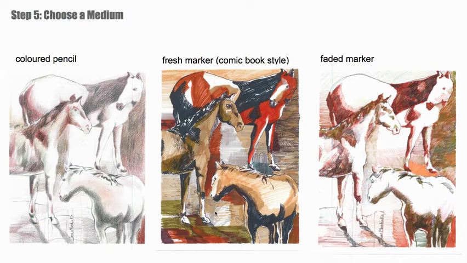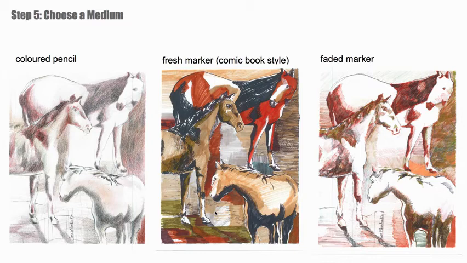I really love using faded markers because I find with faded markers, you can control values better because they almost act like colored pencils where the harder you press with them, the darker the mark will be. And so the 3 examples you see here are all done with those particular forms of media.